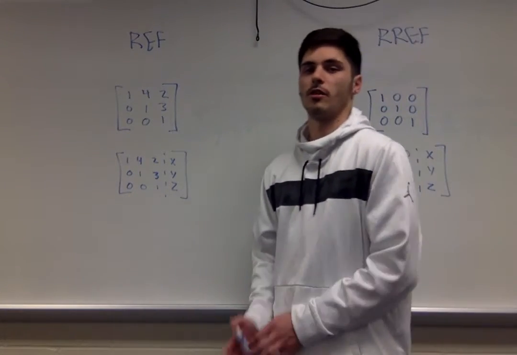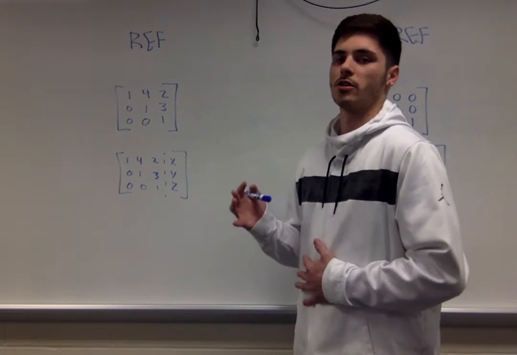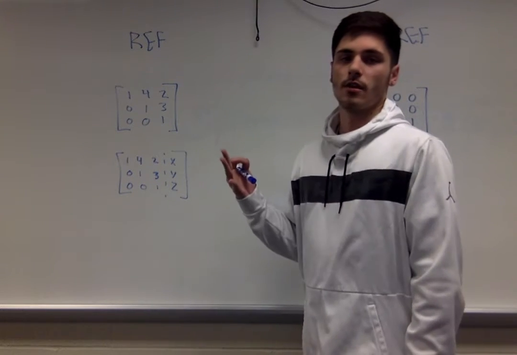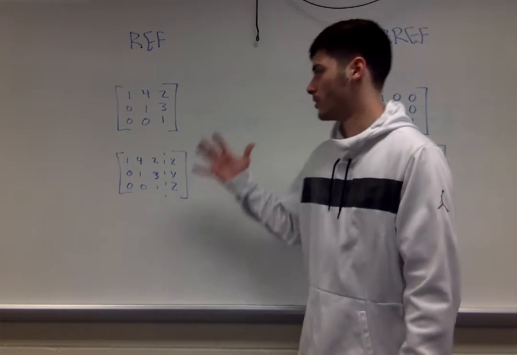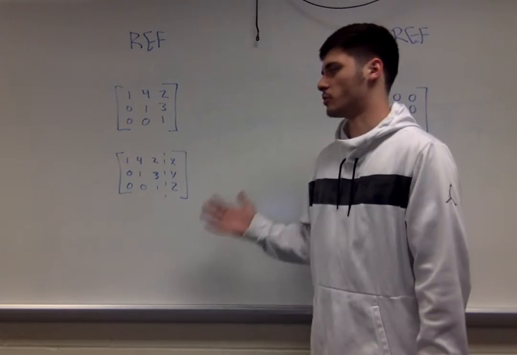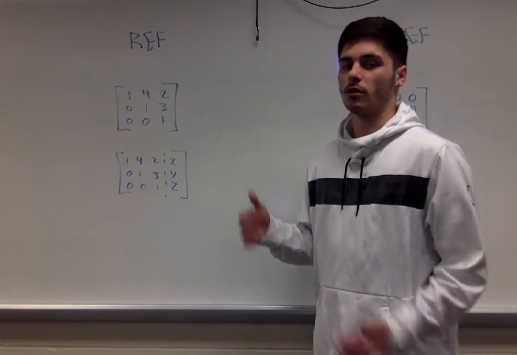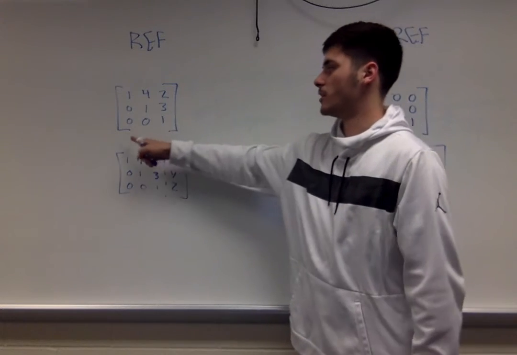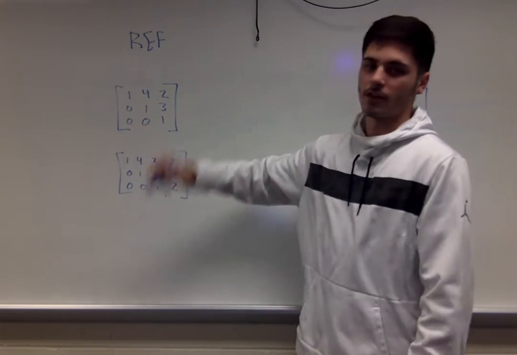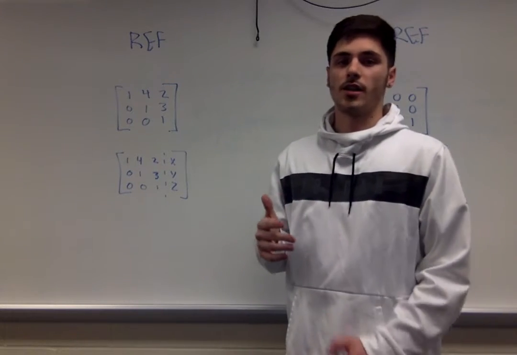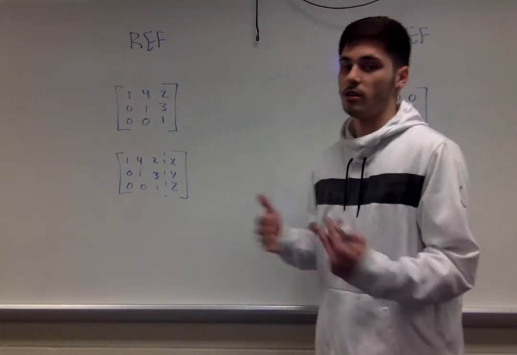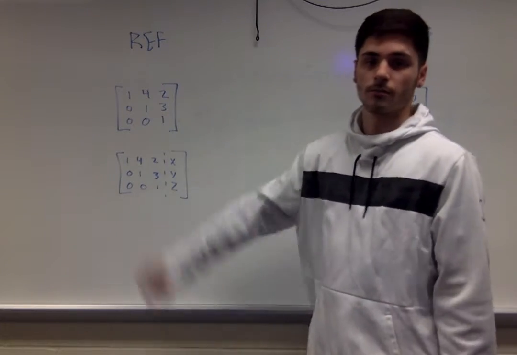So we'll get into row echelon form quick. A matrix in row echelon form has three properties. First, any rows consisting entirely of zeros occur at the bottom of the matrix. So in neither of these examples do we have that, but if we were to have a row of zeros, it would be down here. So it would be 0, 0, 0, and that's the only place a row of zeros can go.